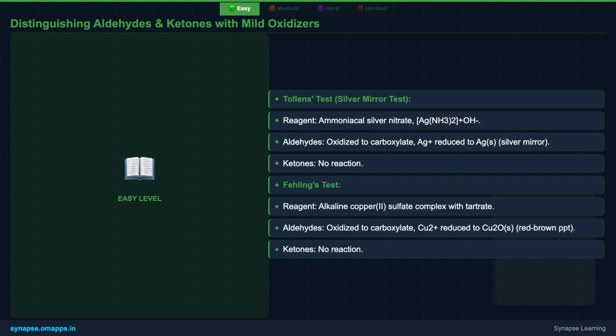Similarly, Fehling's test uses copper ions. Aldehydes react with Fehling's solution to produce a distinct reddish-brown precipitate of cuprous oxide. Again, ketones remain unreactive. These tests aren't just for identification, they're fundamental to understanding how these functional groups behave differently due to their structural variations.